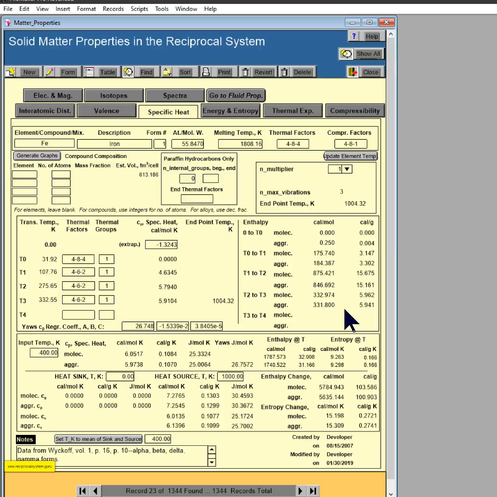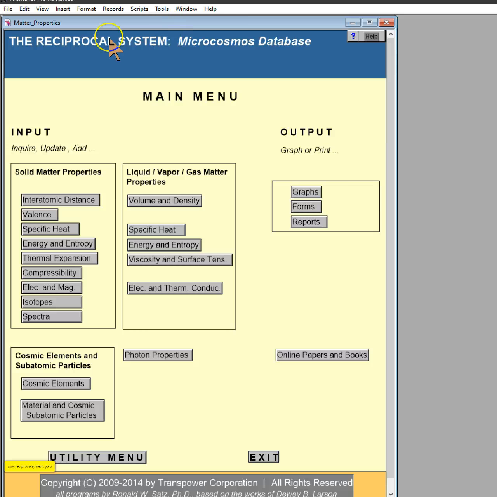And then once you're done, you should get these two database modules. This one I'm going to close now. I'm going to say, let's go back to the main menu.